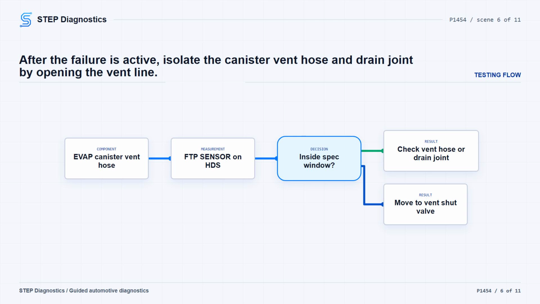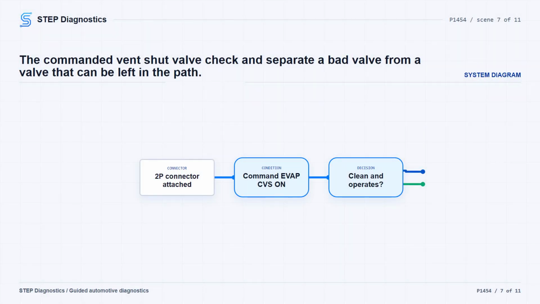If it does not fall in range, turn the ignition off and check the EVAP canister vent shut valve. Remove the valve from the canister, reconnect its 2P connector, key on, command EVAP CVS on with the HDS EVAP test, and watch the valve operation. If the valve is free of corrosion and operates properly, treat the valve as OK and continue. If it is corroded or does not operate properly, replace the EVAP canister vent shut valve, then verify the repair.